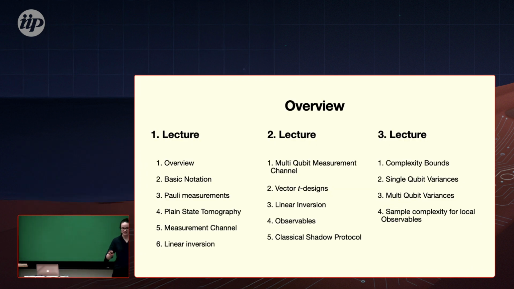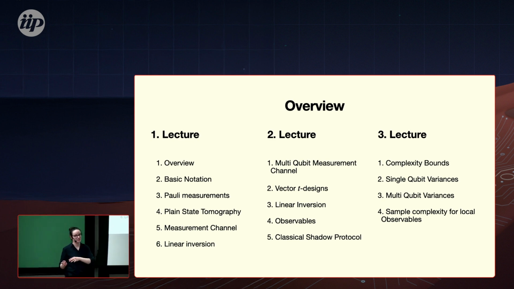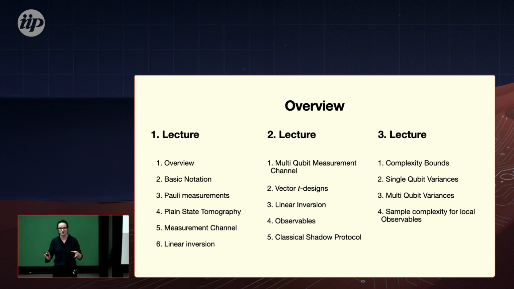And I will be very transparent in what we will do in each lecture. And I think it's very important to make the goals clear in order for you to know what we are doing and when. So this is the plan. We have 3 lectures. And in the first lecture, I will give you a quick overview. Why do we need classical shadows? Then I will go into the basic notations, what we will use. So what's a ket vector?